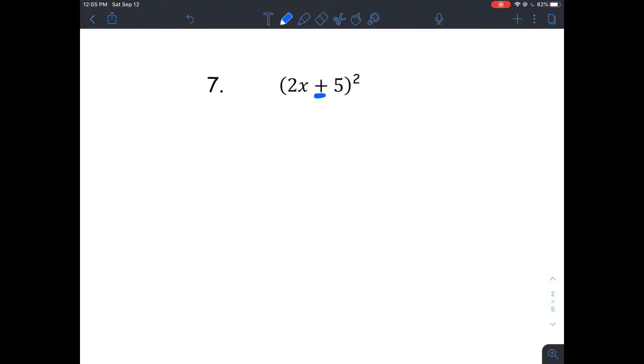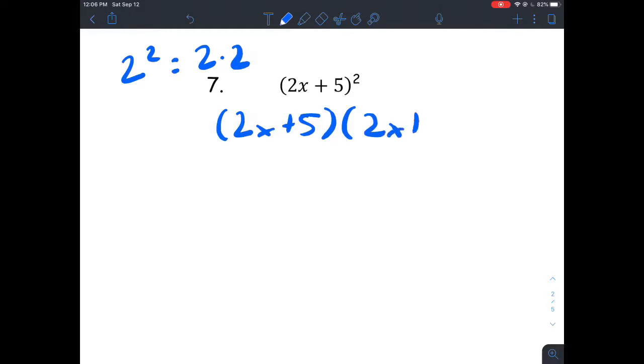All right, now let's try 7. So one thing I want to point out here, please, if you have a plus or minus sign in here, never just distribute the square. This does not equal 4x squared plus 25. Please never do that. It'll make me very sad. What you have to do is write this out twice, right? Like 2 squared is the same as 2 times 2. So that's what you have to do, write this out twice.